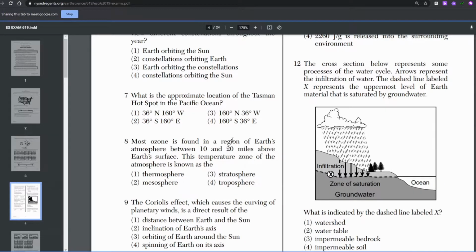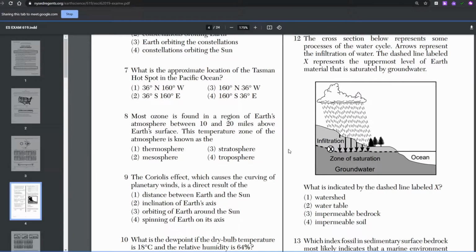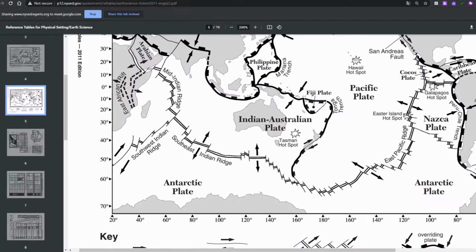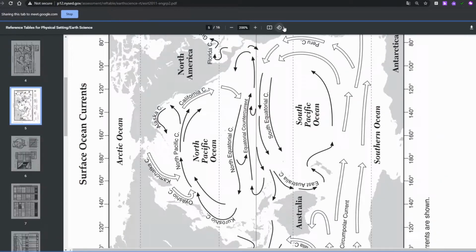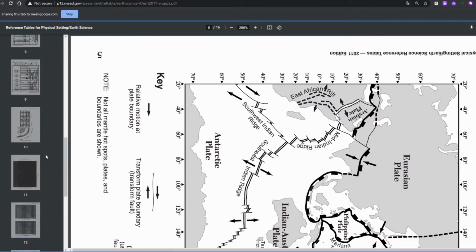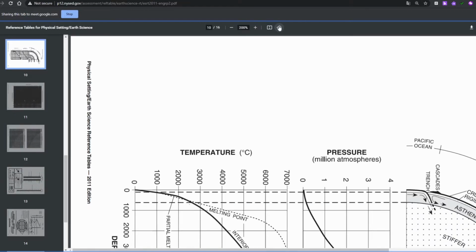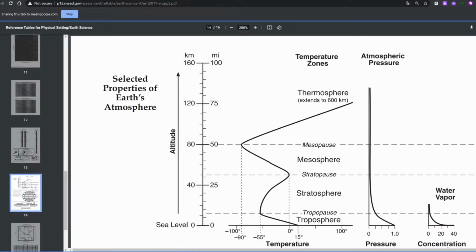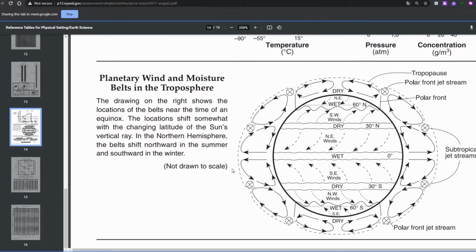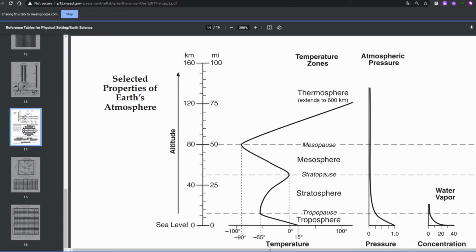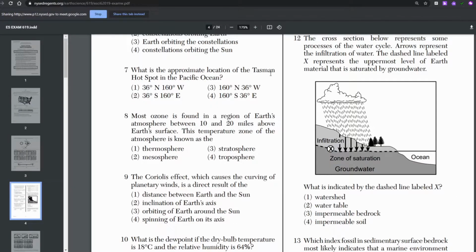All right, number 8. I want you guys to try this one independently. Most ozone is found in a region of Earth's atmosphere between 10 and 20 miles above the Earth's surface. This temperature zone of the atmosphere is known as what? You're going to need your reference table. And you're going to be on page, what page is this? Page 14. Take a minute.